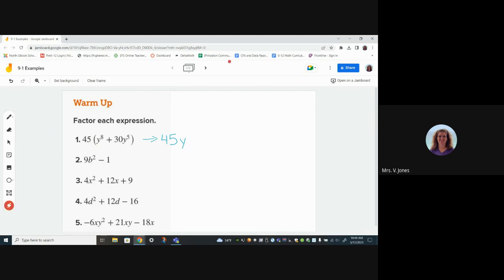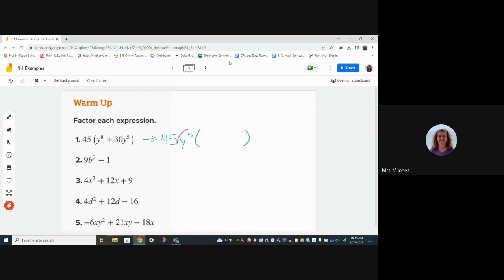So when you look back at this, we have 8 y's being multiplied there. We only have 5 there. So the most we can pull out of both terms would be 5 of them. Then when we're trying to figure out what we have left over, whatever it is that you factored out is going to get multiplied by what you have left in there.